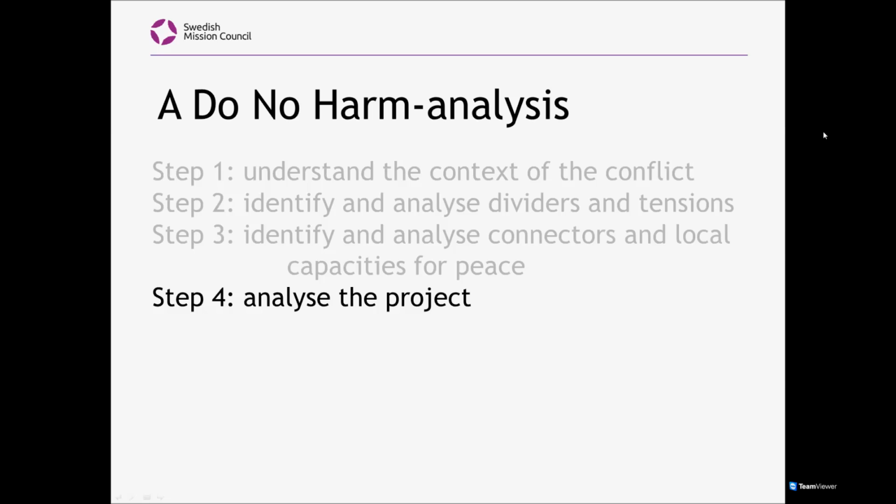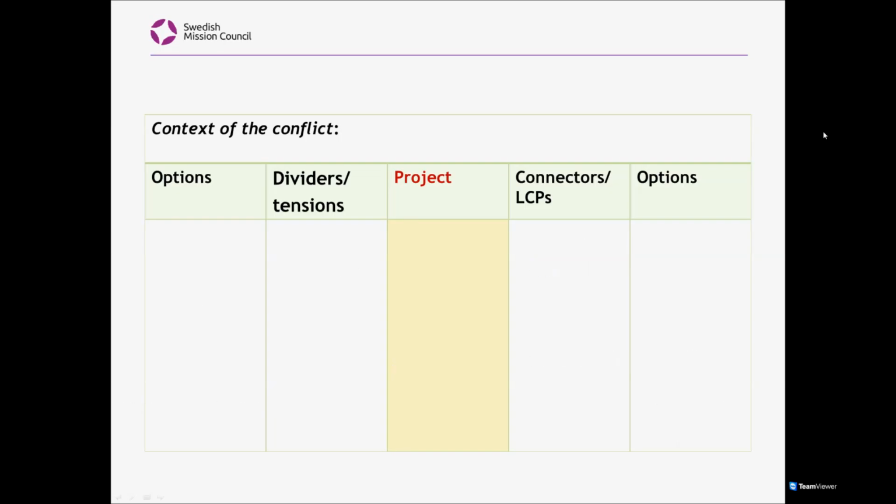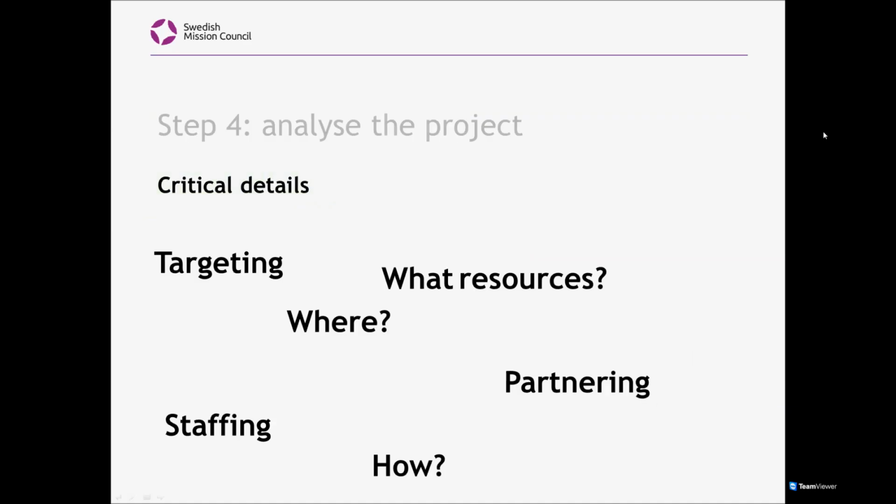In the fourth step, we turn to the project or intervention itself. Look at the critical details of your planned or existing project. Critical details are things like targeting: who are the direct and indirect beneficiaries, and who is not benefiting. What resources will be brought in?